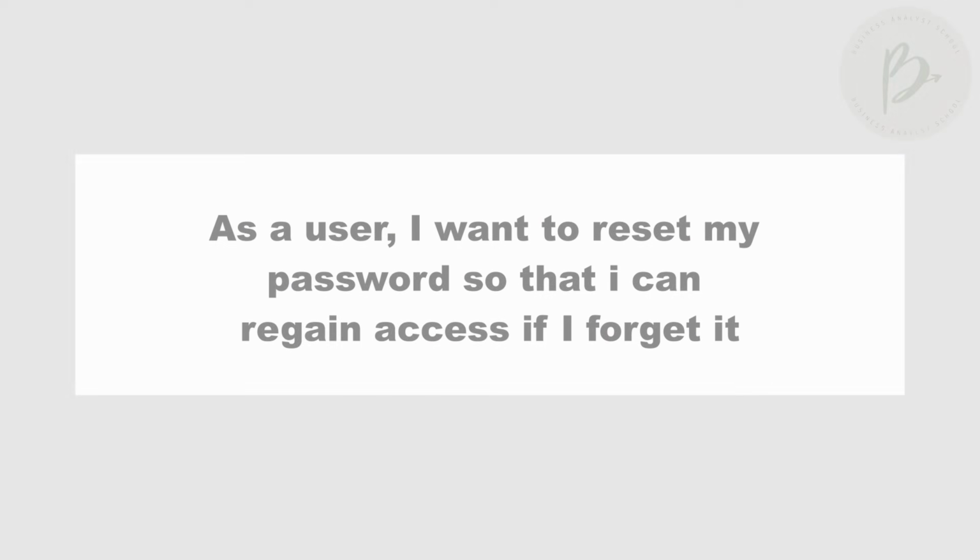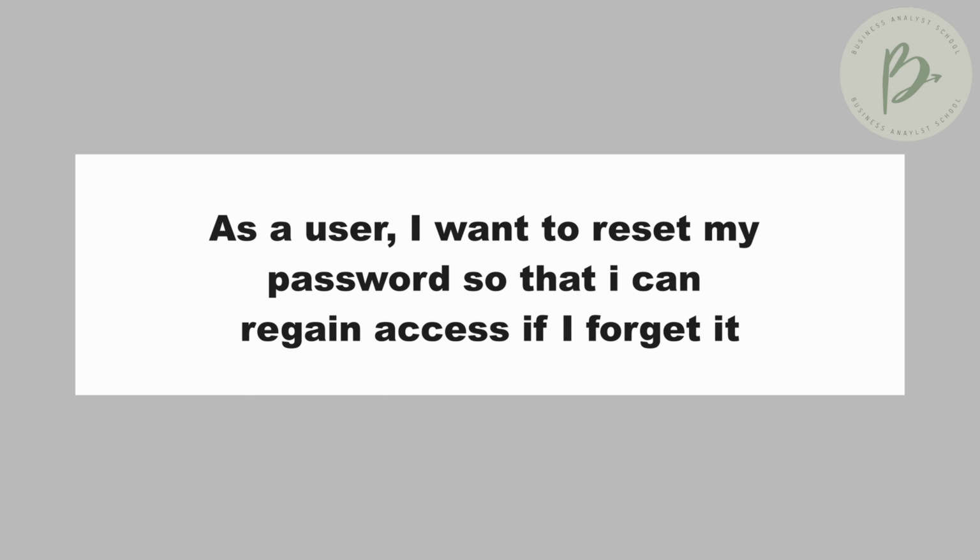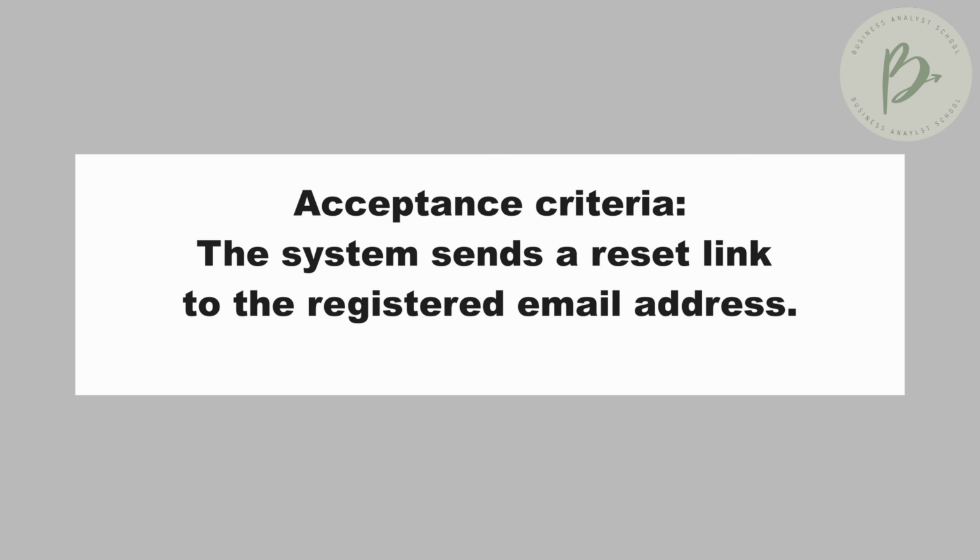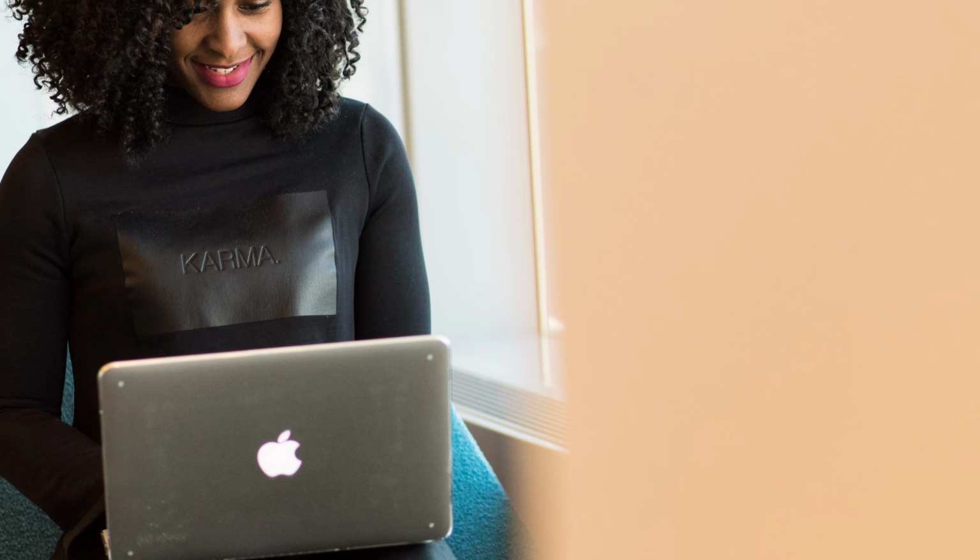So an example is, as a user, I want to reset my password so that I can regain access if I forget it. Why do you want it? So that I can regain access. It makes it testable. The acceptance criteria for this user story could be the system sends a reset link to the registered email address. So if I click to reset my password, it should send me a link to be able to reset it. That will consider that requirement as done.